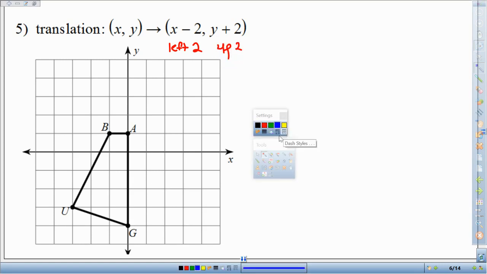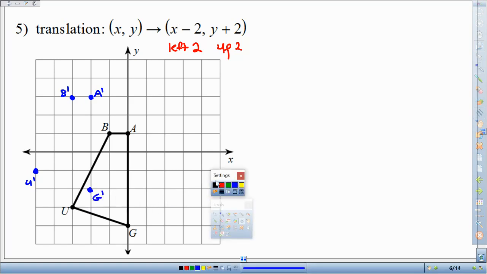Okay, let's do it real quick. So A, left 2, up 2 is A prime. Sorry, I'm getting sloppy here. Let me try that again. B to the left 2, up 2, B prime. U, left 2, up 2, U prime. G, left 2, up 2, G prime. Okay, so hopefully you're starting to notice translations.